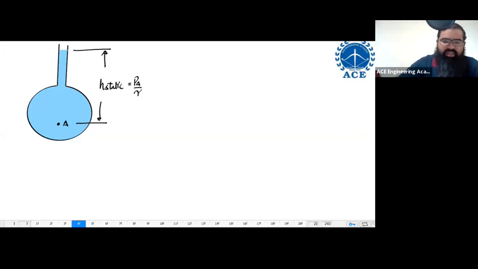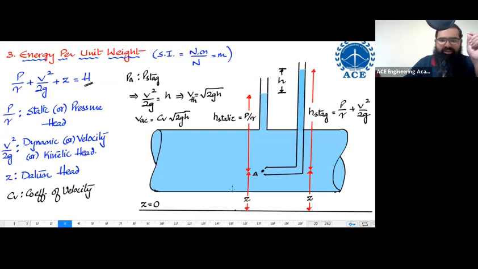Let me explain this diagram again for those who did not understand. It is not that difficult. First of all, what is the difference between a pitot tube and a piezometer? This over here is a pitot tube. Remember, a pitot tube is always going to block the flow. The purpose of a pitot tube is to create stagnation.